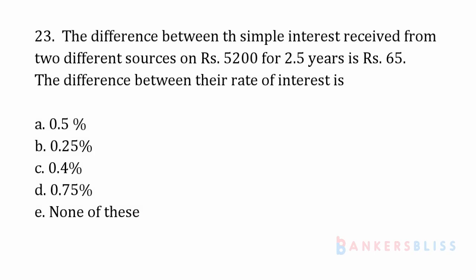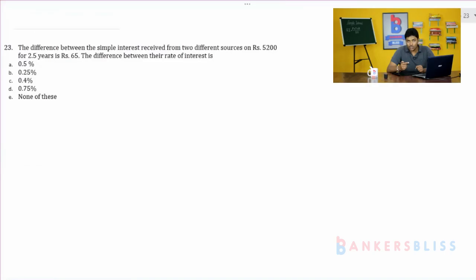Problem number 23. The difference between the simple interest received from two different sources on rupees 5200 for 2.5 years is rupees 65. The difference between the rates of interest is. So the principal amount is the same. The time period is 2.5 years, but the rate of interest is different. When we subtract the interest amounts, we get 65. If we calculate 65 as a rate percent on 5200, we will get the difference in the rate of interest.